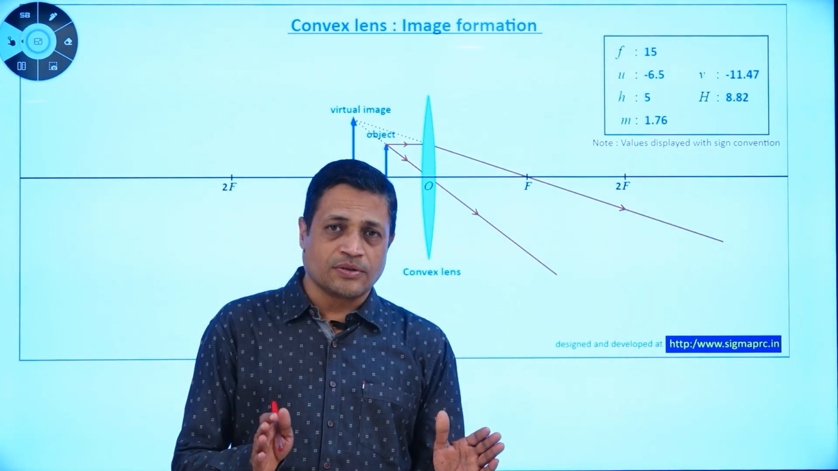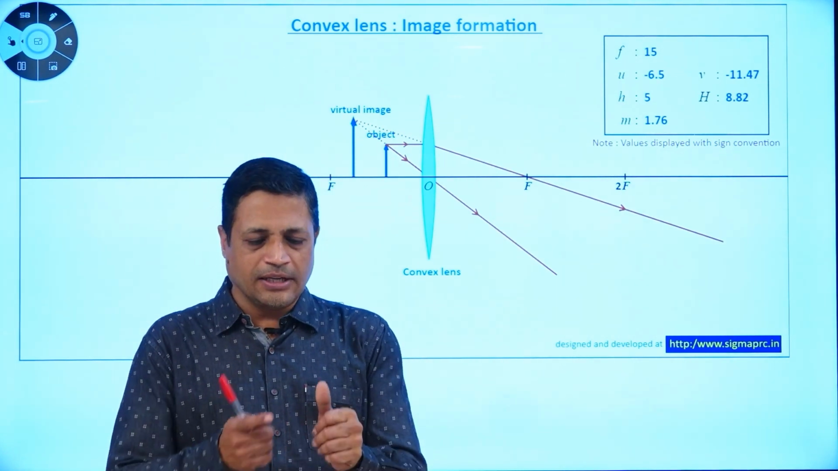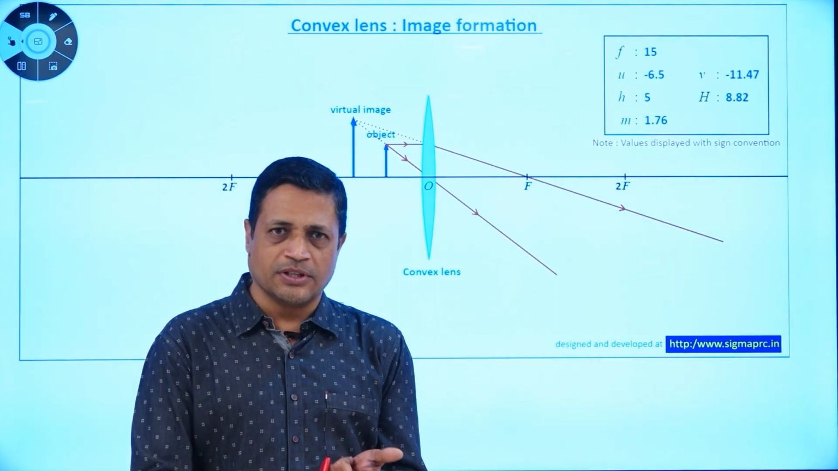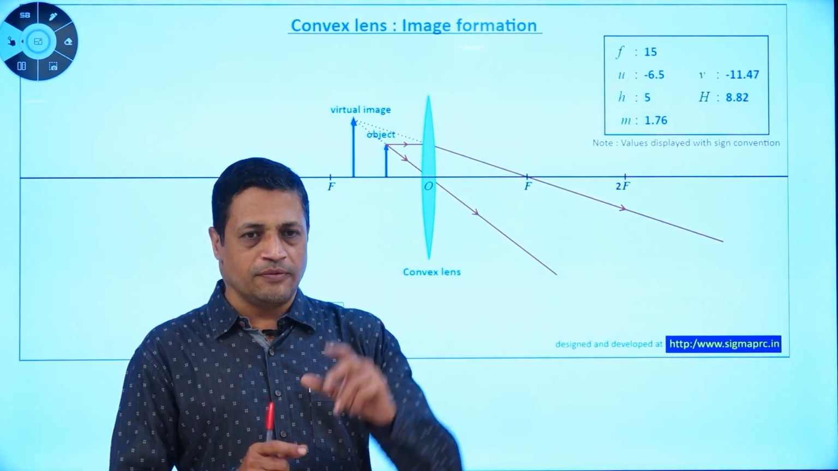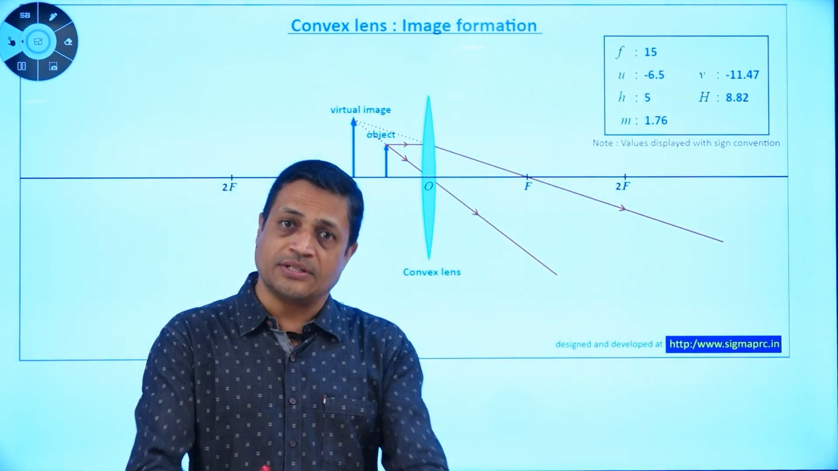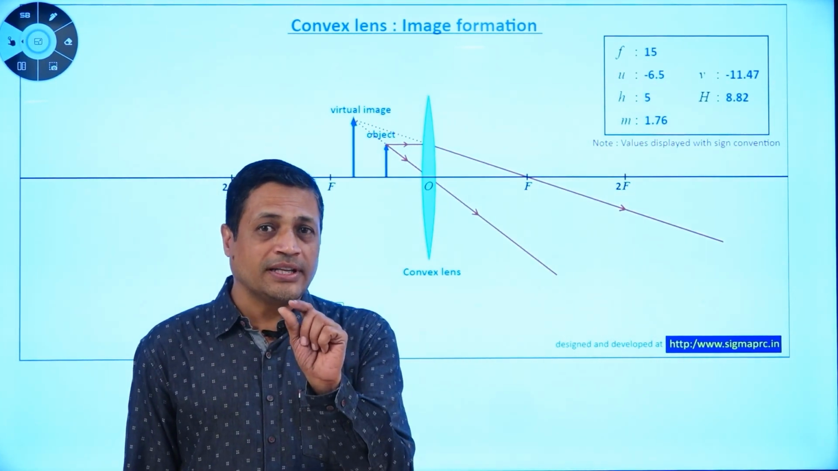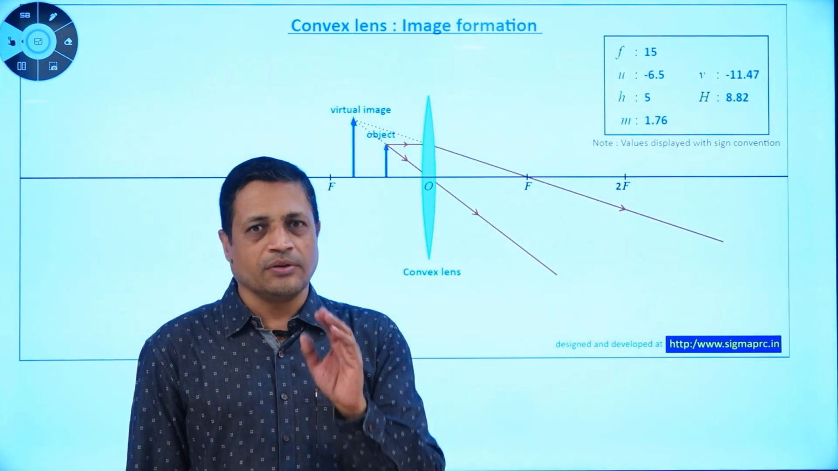So convex lens also is kind of complicated, like concave mirror. Can it form a real image? Yes. Can it form a virtual image? Yes. Can the image be of a larger size? Yes. Can it be of smaller size? Yes. Can it be of equal size? Yes. I will leave the analysis of concave lens to you. Right? You can do that yourself.